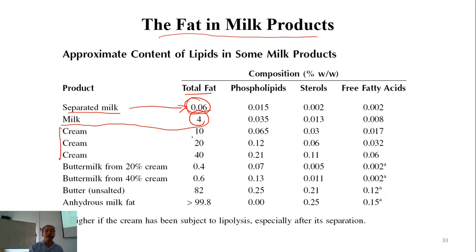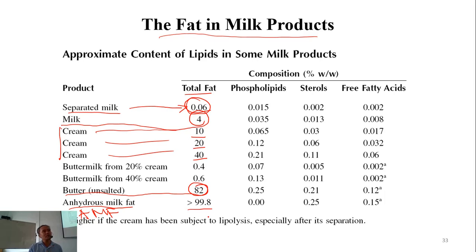Okay, cream products have higher fat content because cream is a fraction of high fat globules. You take the fat globules out, you have more fat, you obtain cream. And then depending on the product, you may have 10, 20, or 40%. Butter, for example, has around 82% of milk fat. Anhydrous milk fat, AMF, contains almost 100% of fat. So fat without water, that's called anhydrous.